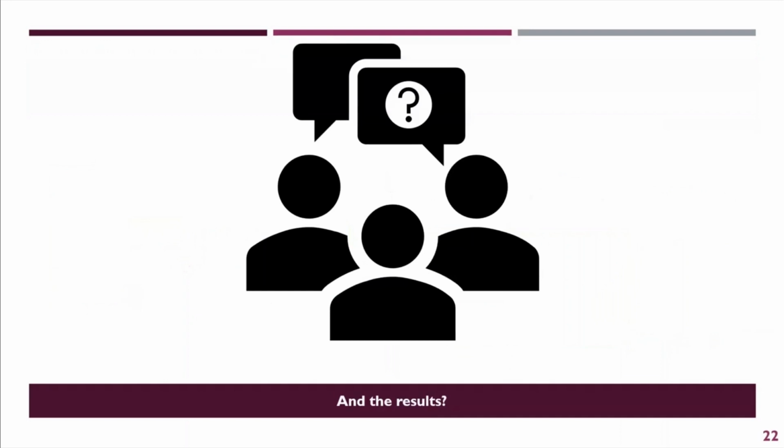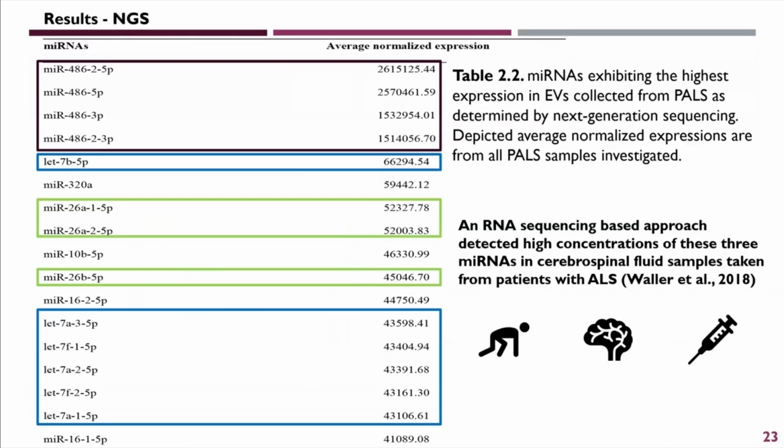So what were the results? Well, if we look at our NGS results, specifically just the ALS samples, here are the most frequent microRNAs that were in the sample, so the most present. As you can see, MIR486 and a bunch of its alternative forms were all found in the sample, as well as LET7 and MIR26, which were quite popular. Why is this interesting, that for the microRNAs, these were the most abundant in the samples?